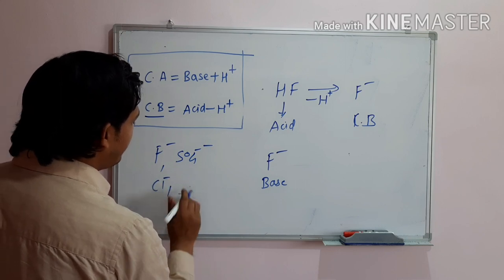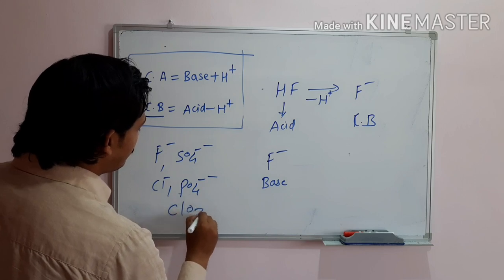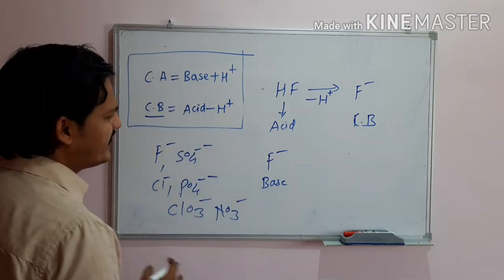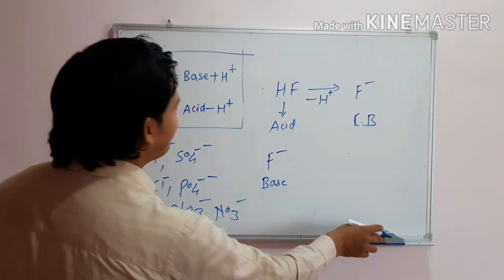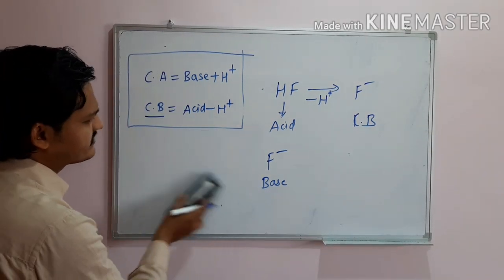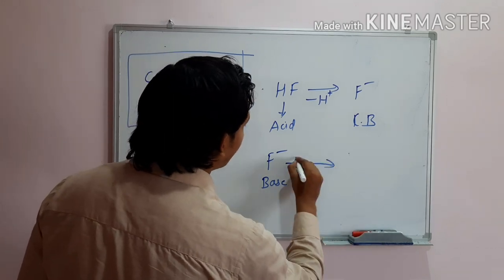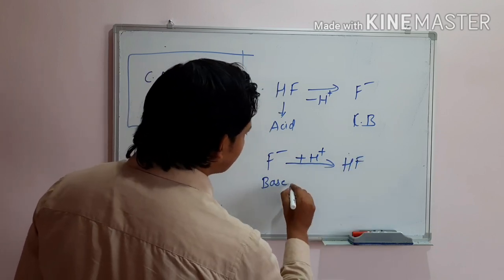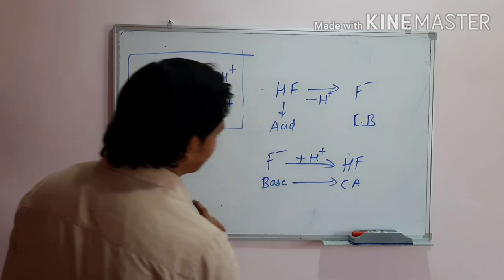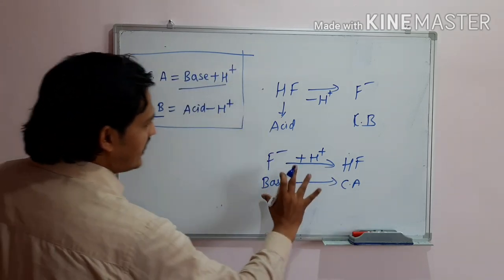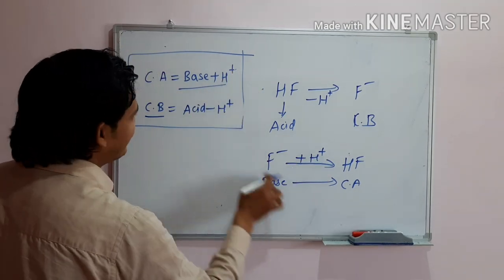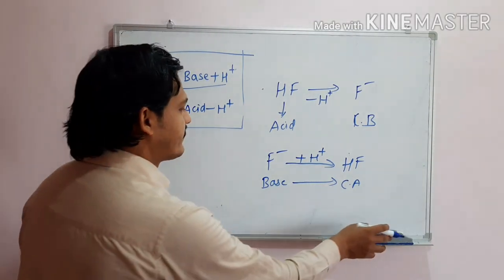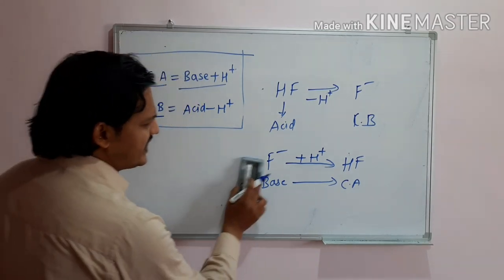Like PO4 minus minus, ClO3 minus, and NO3 minus. There are a lot of examples. Bases are negatively charged or neutral species. I know F minus is a base. If I add 1 H plus to this base, what will form? H plus plus F minus will form HF. So this is the conjugate acid of this base: base plus H plus. This is how to identify the conjugate acid and conjugate base. And the pair which differs by one proton is called a conjugate acid base pair.